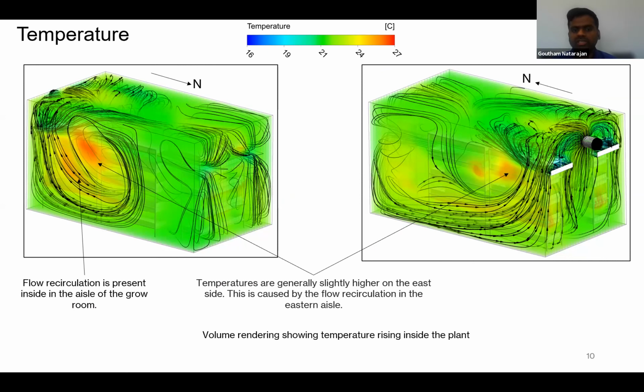We could also see the temperature is slightly higher on the eastern side between the aisles. This is generally due to flow recirculation. So now we understand that there is a relationship between the temperature distribution and the air circulation, or the flow distribution. Understanding the flow distribution will give us a major way to go forward to have certain grow conditions for the grow room.